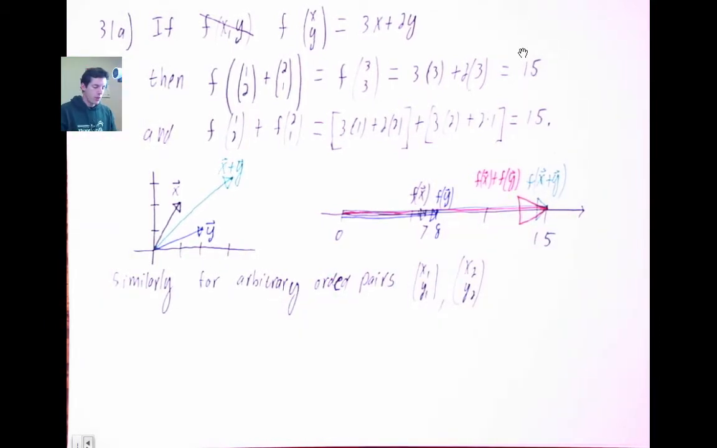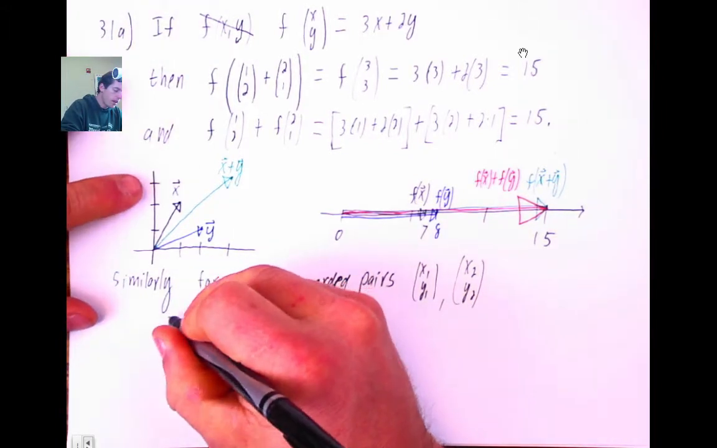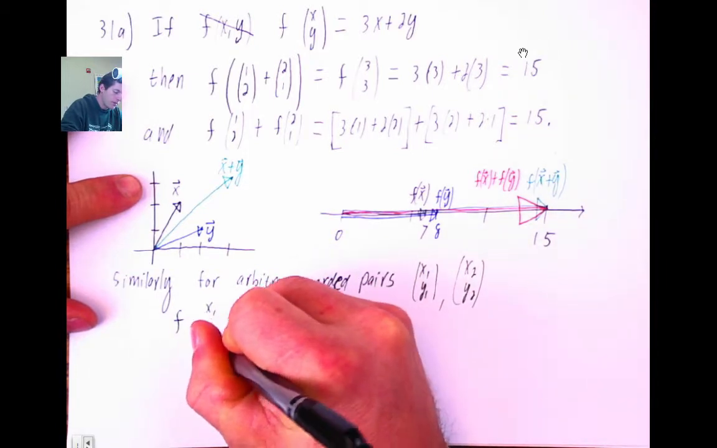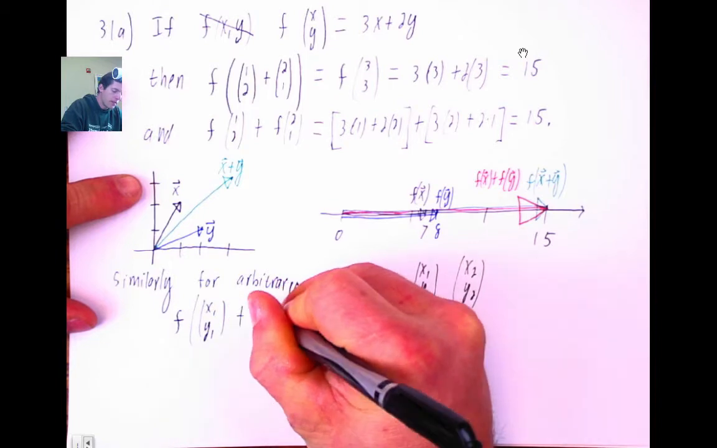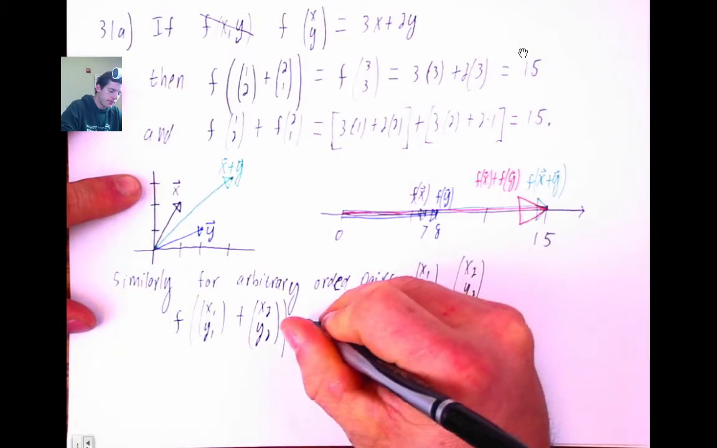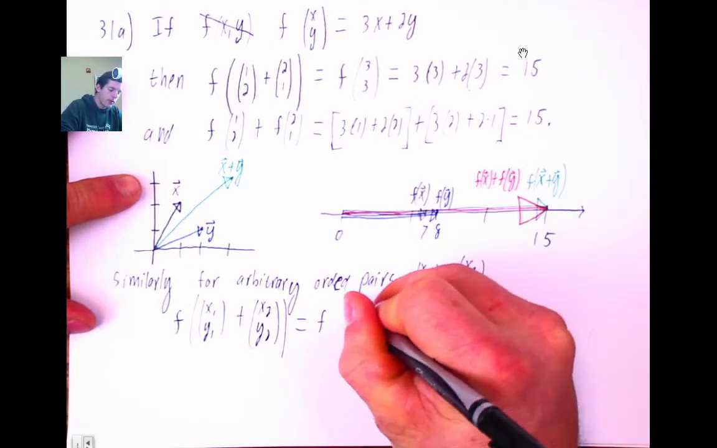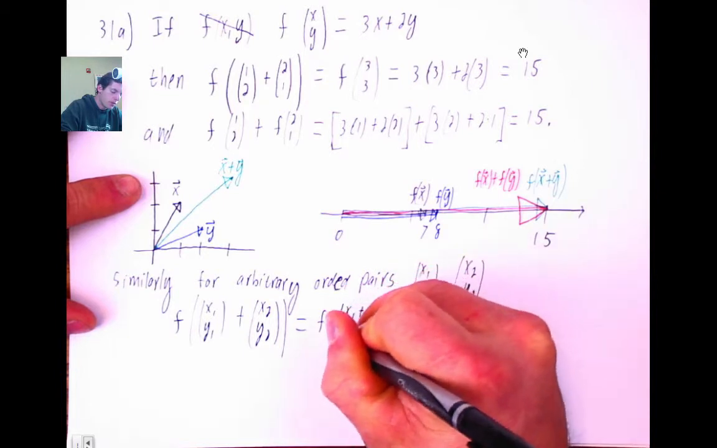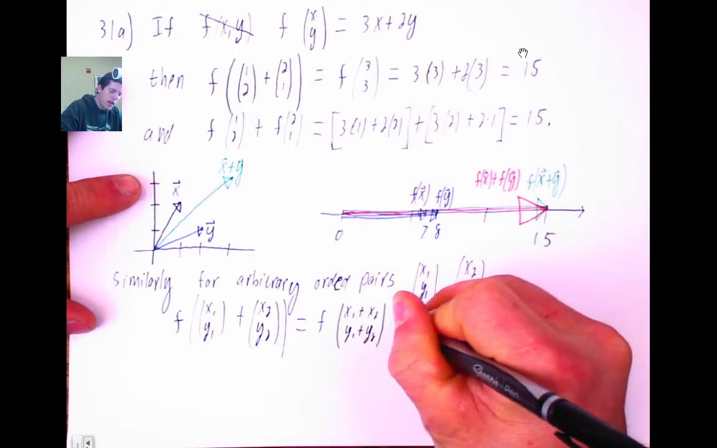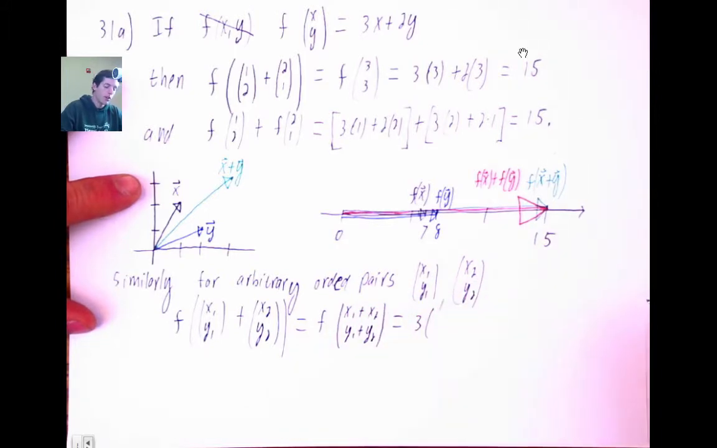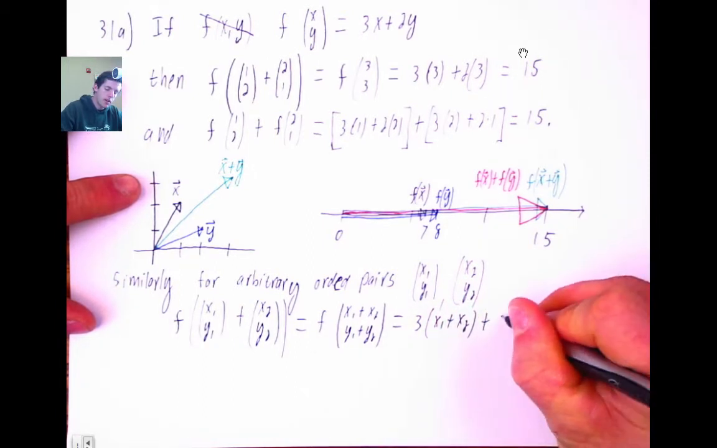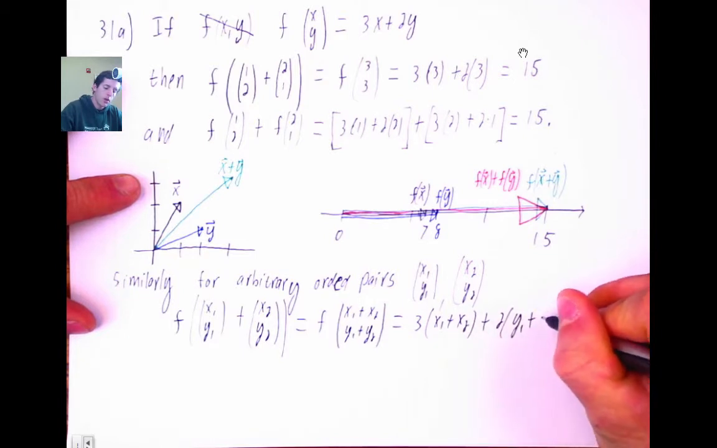So for arbitrary ordered pairs, f of x1, y1 plus x2, y2 is, well, that's f of x1 plus x2 using the rule for 2-vector addition. y1 plus y2 is the second component, and then we have 3 times the first component, x1 plus x2, and we have 2 times the second component, y1 plus y2.